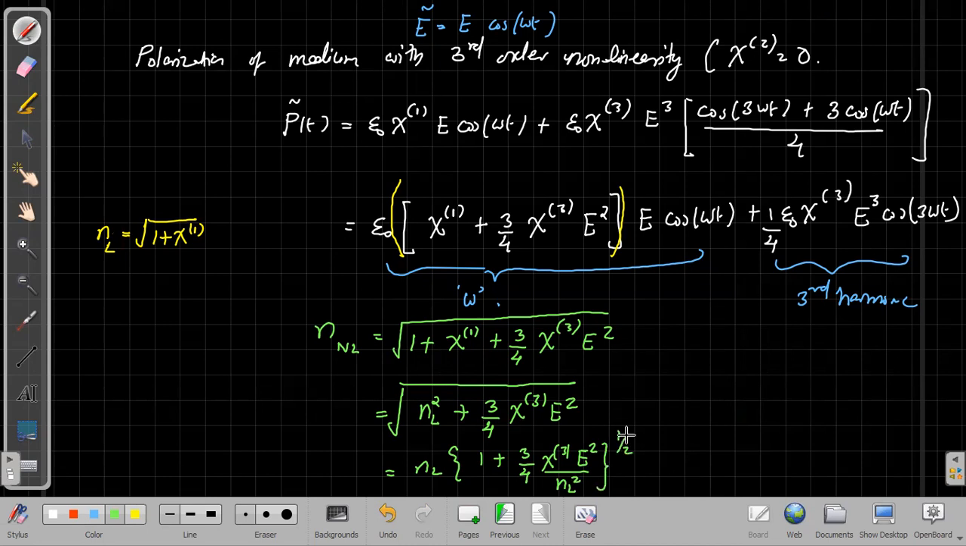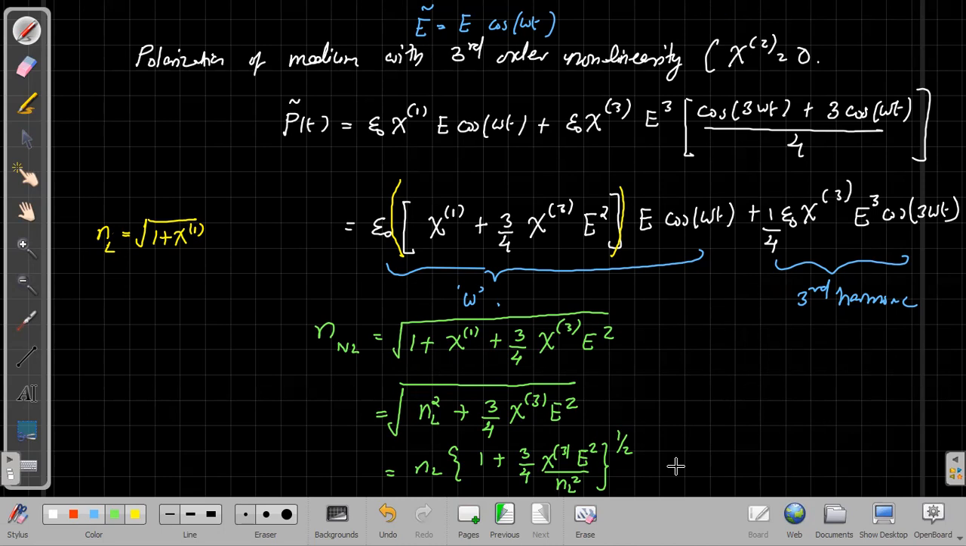Usually this chi3 strength would be very small, in the order of 10 raised to minus 24, and the E should be very large, so chi3 E square would be comparable to 1. And in the denominator there is NL square, where NL is the refractive index of the linear medium, which is obviously greater than 1. So this total quantity would be less than 1. Since it is less than 1, we can expand this power as a power series.